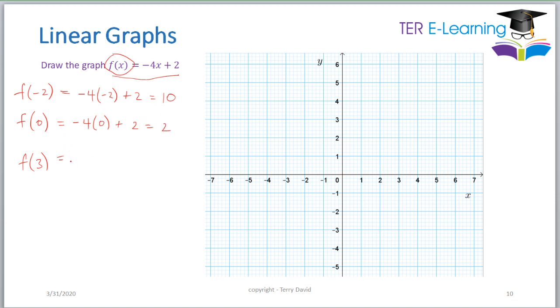And the last one is minus 4 multiplied by 3 plus 2. Minus 4 multiplied by 3 is minus 12. Minus 12 plus 2 is equal to minus 10. So let me get a bigger graph here because this is not going to fit. Hold on a sec.